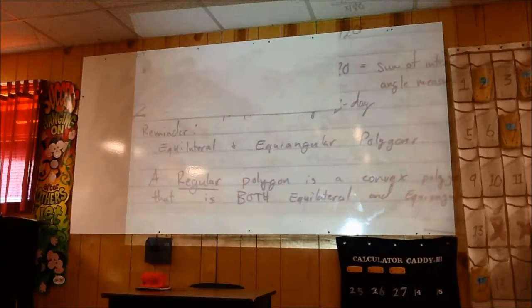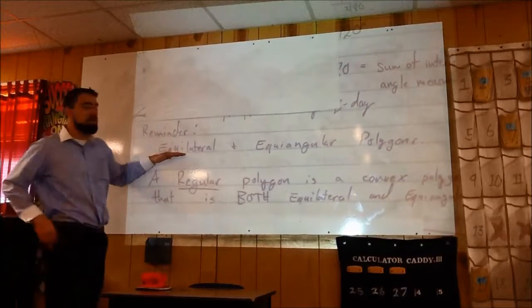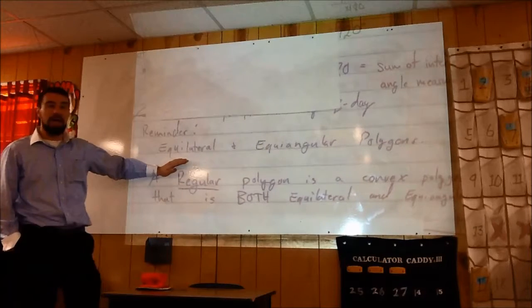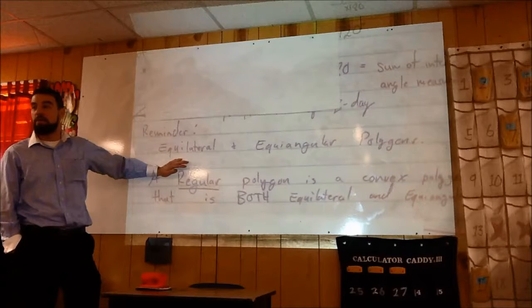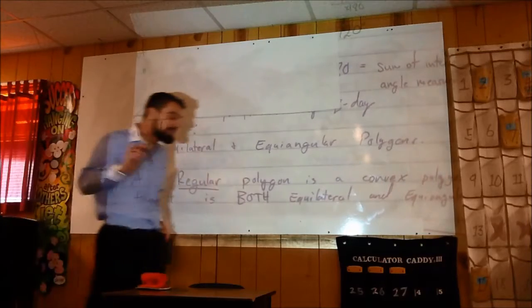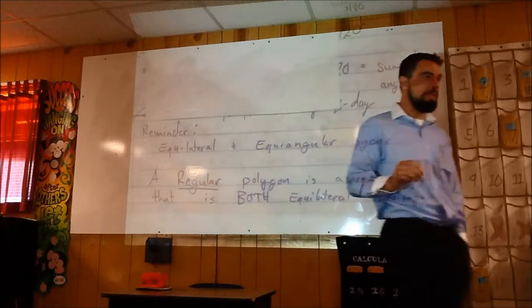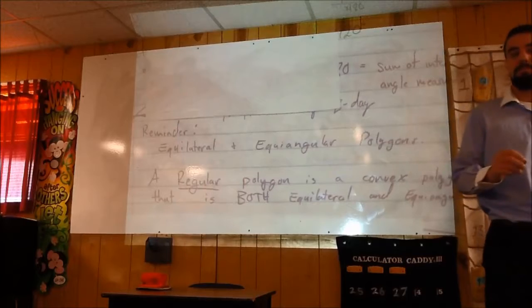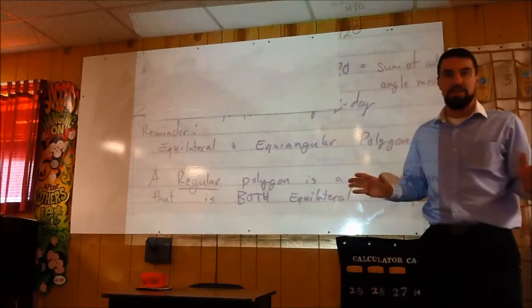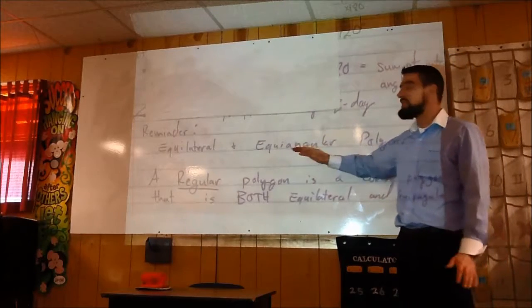We should already know what an equilateral polygon is. If a polygon is equilateral, what does that mean? All sides are equal. You can have an equilateral quadrilateral, you can have an equilateral pentagon, hexagon, octagon, whatever. It means all sides are congruent. It does not mean one specific shape. It means that all the sides are congruent. We've already learned this and talked about this.